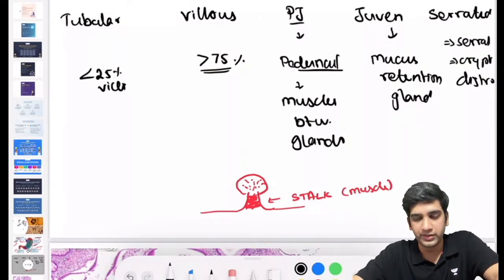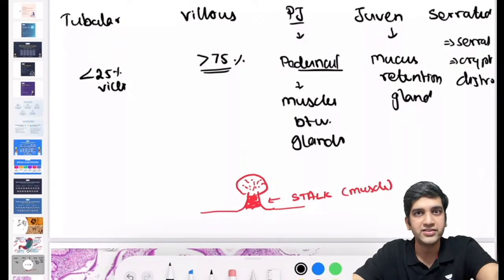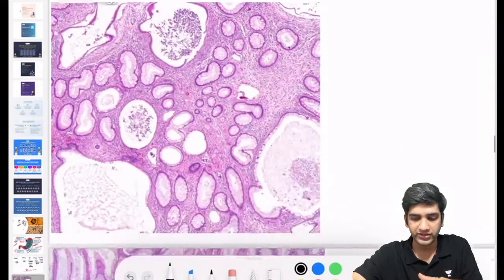I'm going to show you all the 5 microscopy images. I want you to comment on what you see, fine? Simple: look at villi, more than 75% villous, villous adenoma; less than 25% or no villi, tubular. Muscle between glands, Peutz-Jeghers; dilated glands, juvenile; and serrations and distorted crypts is going to be serrated adenoma, fine? So what do you think this is?